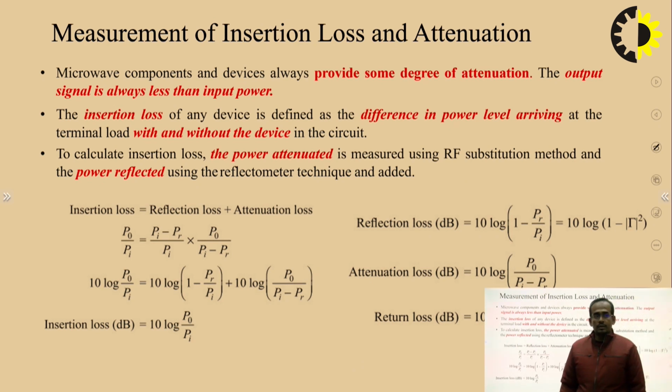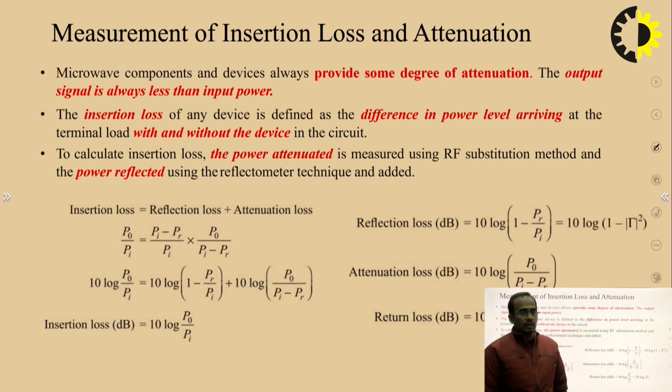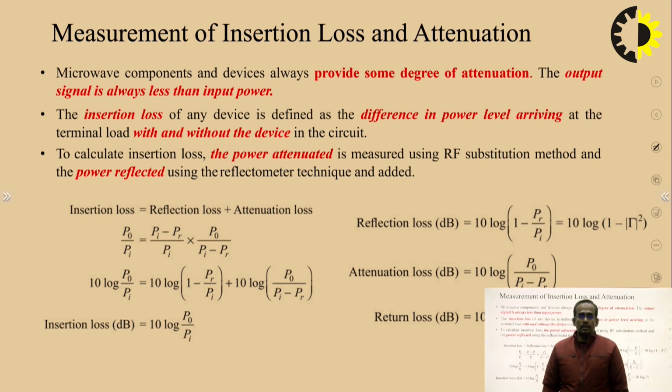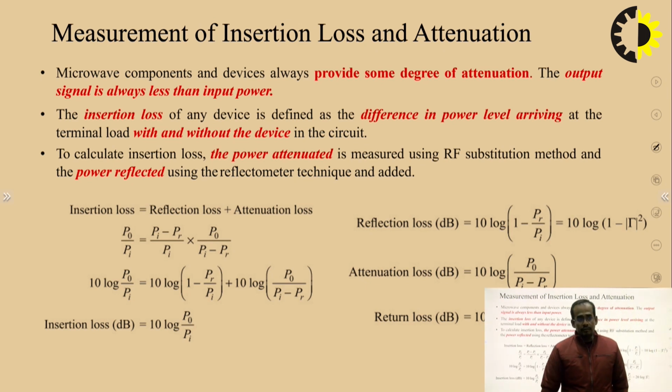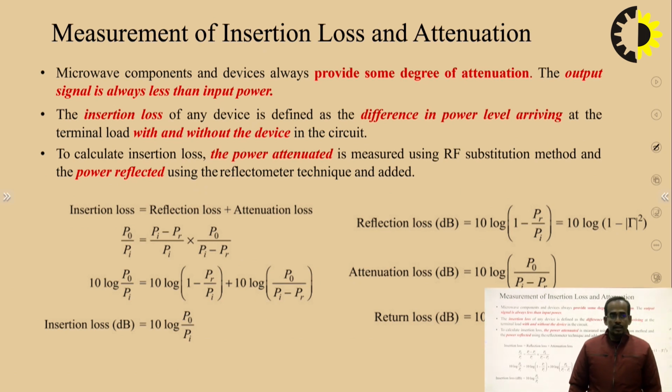First of all, I will measure this P0 upon Pi. If I measure Pi minus PR upon Pi, that is nothing but the reflection loss. Attenuation loss is nothing but P0 upon Pi minus PR, and insertion loss is nothing but P0 upon Pi. By taking the log, we get the insertion loss, that is 10 log P0 upon Pi, and this value will be in dB. The reflection loss is 10 log 1 minus PR upon Pi, and attenuation loss is 10 log P0 upon Pi minus PR.